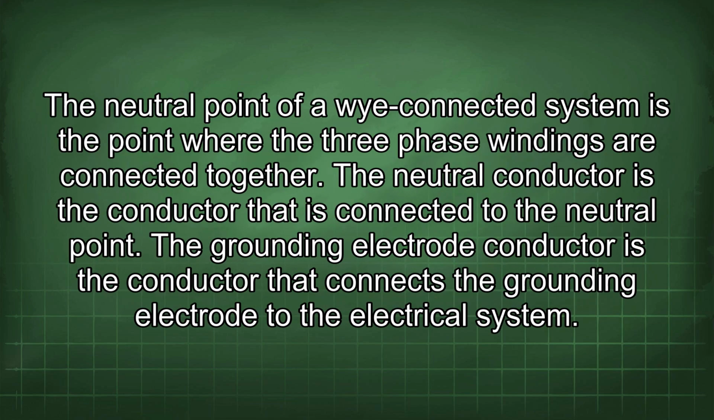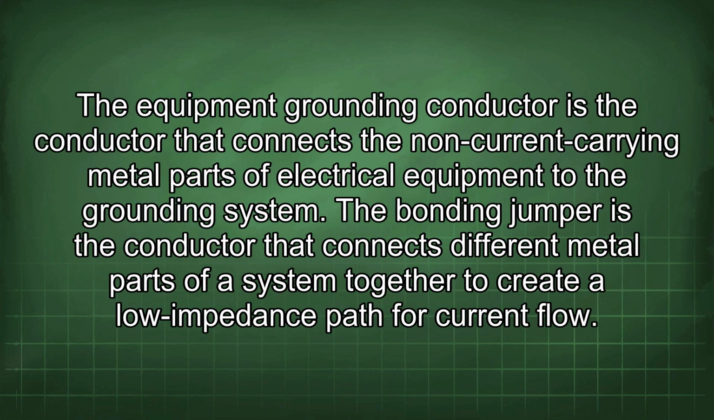The neutral point of a Y-connected system is the point where the three-phase windings are connected together. The neutral conductor is the conductor that is connected to the neutral point. The grounding electrode conductor is the conductor that connects the grounding electrode to the electrical system. The equipment grounding conductor is the conductor that connects the non-current carrying metal parts of electrical equipment to the grounding system. The bonding jumper is the conductor that connects different metal parts of a system together to create a low impedance path for current flow.